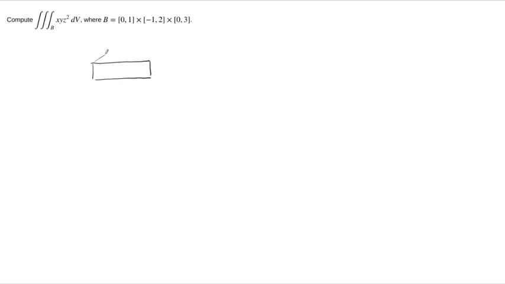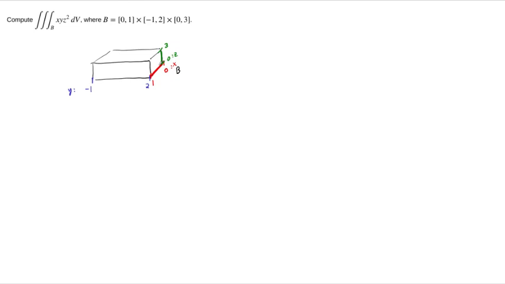So here's, and by the way, it's not necessarily to scale, but this is the region B that we want to integrate over. And we are told that in the x direction, the bounds are from 0 to 1, so the x-axis is this direction. So this is 0 to 1 in the x direction. In the y direction, the boundaries are -1 to 2. So this is -1 to 2 in the y direction. And then in the z direction, the boundaries are from 0 up to 3. Okay, and so this is our y, our x, and our z.